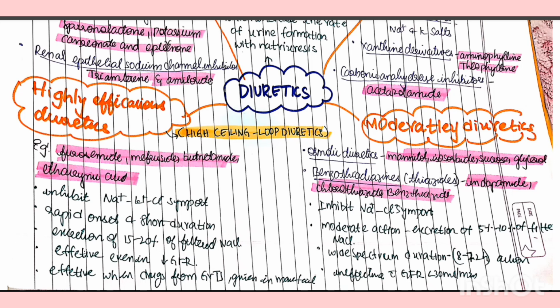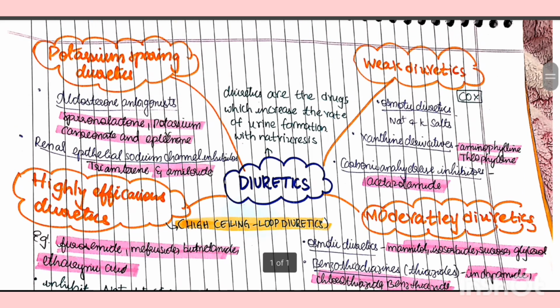Comparing both of these, in high efficacy it is short duration, in moderate it is long duration. The high efficacy inhibits Na, K, and Cl symport, and the moderate inhibits NaCl symport. Excretion is 15 to 20% and 5 to 10%. It is effective in lower GFR, and ineffective in GFR of 30 ml per minute. Coming to potassium sparing, we have aldosterone antagonists and renal epithelial sodium channel inhibitors.